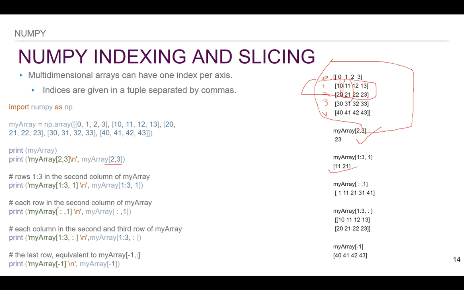Okay, each row in the second column of my array. So which means I want the second column: 1, 11, 21, 31, and 41. Each column in the second and third row of my array, so these are the second and the third rows, hope you still see them, are going to be returned by this expression. And the last row is equivalent to -1. My array of -1 would give you this.